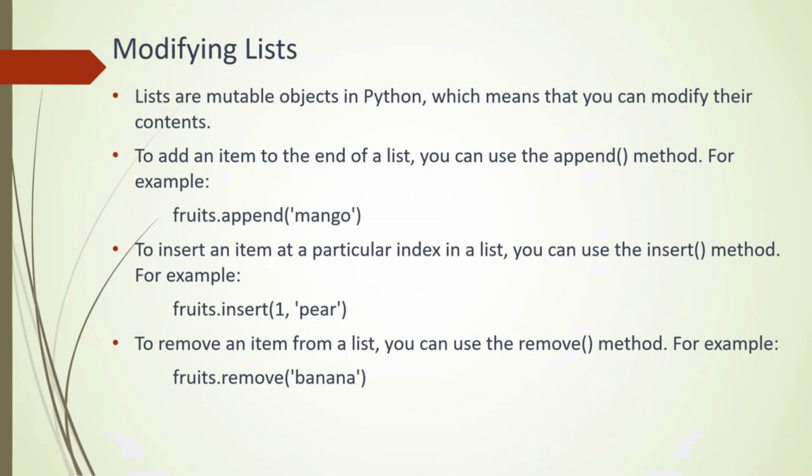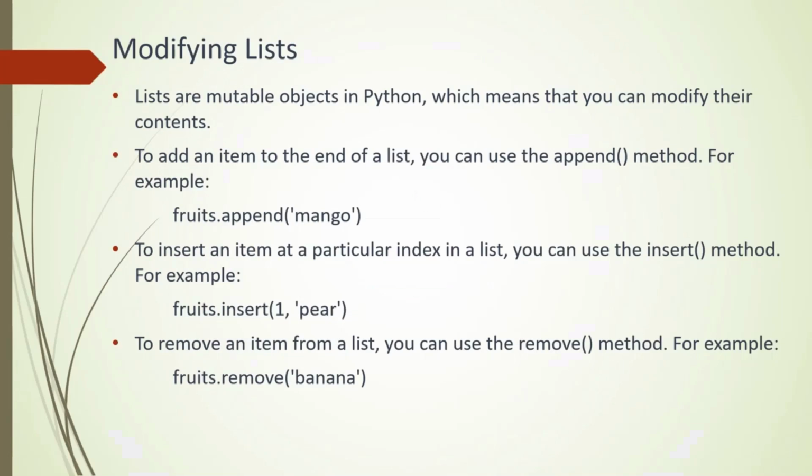And if you wanted to insert an item at a particular index, in this case index 1, we say fruits dot insert, and then inside the brackets you say index 1, comma, and then you specify the name of the fruit that you want to add to the list, which is pear. So the new list has 4 items: apple, then pear, the one that has been inserted, and then banana and orange.